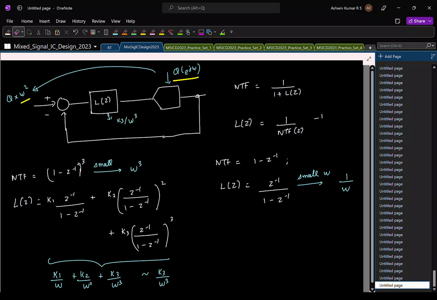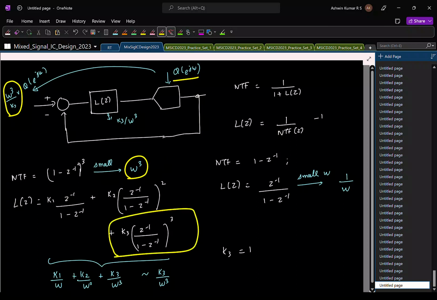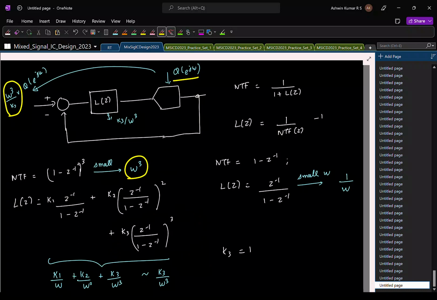So if I refer it to the input, what do I get? Omega cube by K3 times Q of e power j omega. And remember, this is my NTF, and your NTF must be this. So K3 must be 1, right? That simply comes because at low frequencies, you want your noise transfer function to go as omega cube. So that will simply dictate the coefficient of the cascade of 3 integrators to be 1. Is that okay?